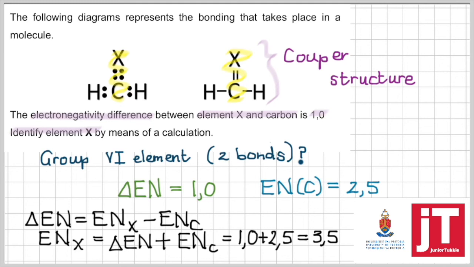Now I'd like each of you to go to group 6 and try to identify which atom has an electronegativity of 3,5. You should find that the atom with an electronegativity of 3,5 is the oxygen atom. And this means that element X, which we needed to identify, is the oxygen atom.